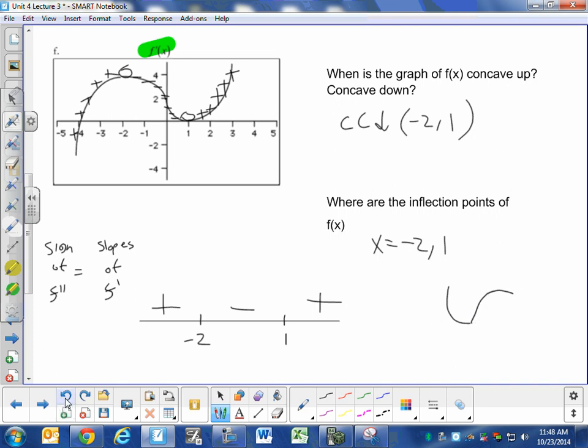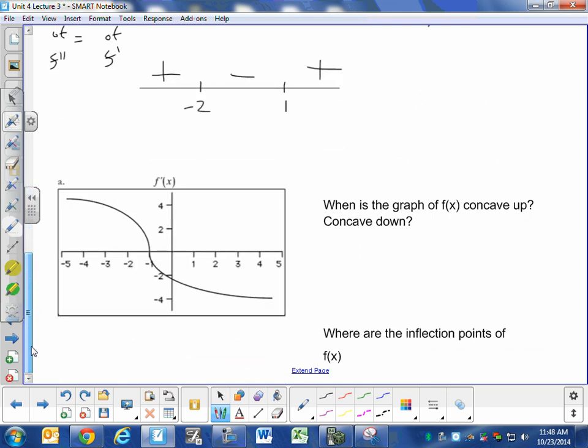Okay, so those are possible situations. Let's do one more. And then on the video, I'm going to provide more examples of functions and doing the second derivative process to test.